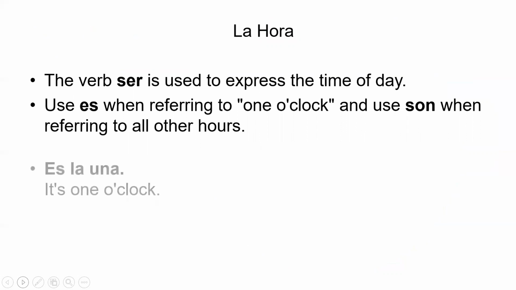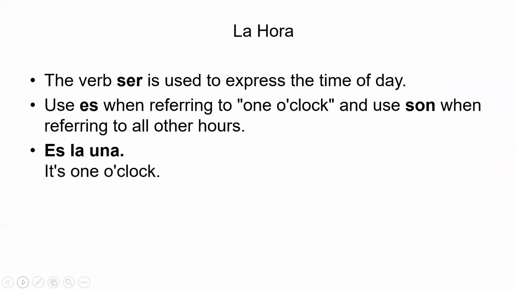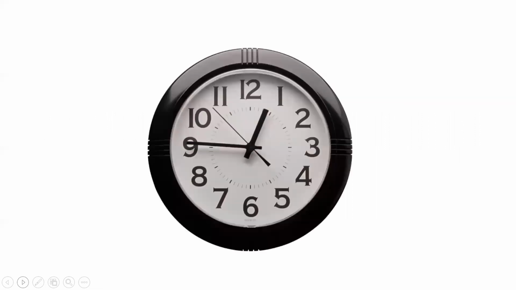We use es when referring to 1 o'clock and son when we're referring to all other hours. For example, "es la una." It's 1 o'clock. "Son las dos." It's 2 o'clock. They're literally saying there are 2 o'clock. So let's take a look at that in action. Here's our lovely clock face, and up the top, I'm going to stick on midday and midnight. Try to say them after me. "Es mediodía. Es medianoche."